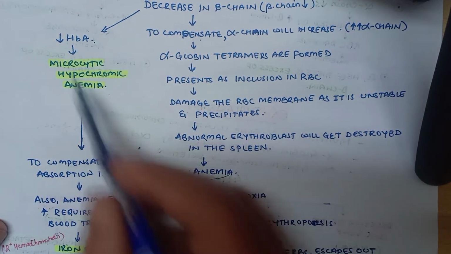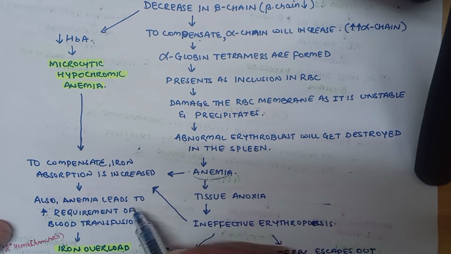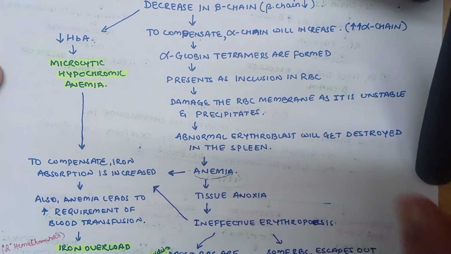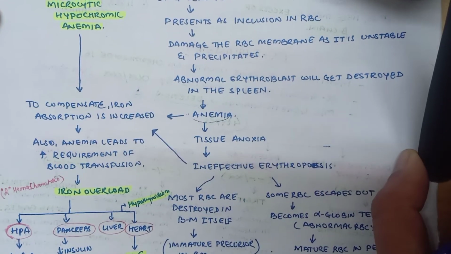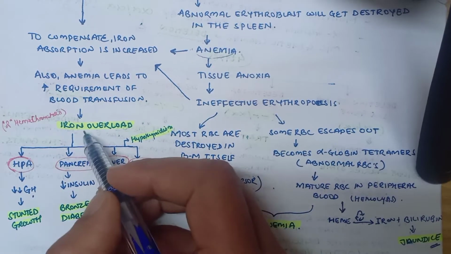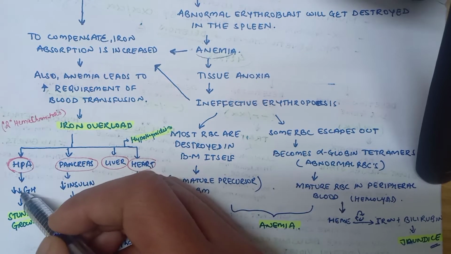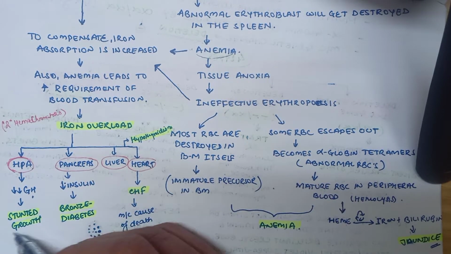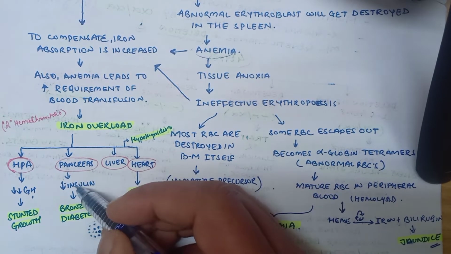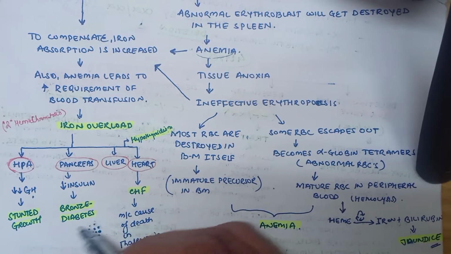So as to compensate for anemia due to hemolysis, iron absorption is increased. Also, because of anemia, there will be repeated blood transfusion. So all this process will lead to iron overload, which will result in secondary hemochromatosis. This iron overload will affect the hypothalamus pituitary axis, which will cause decreased growth hormone, and it will result in stunted growth. Whereas iron gets deposited in the pancreas, and this will result in decreased insulin secretion and will result in bronze diabetes.